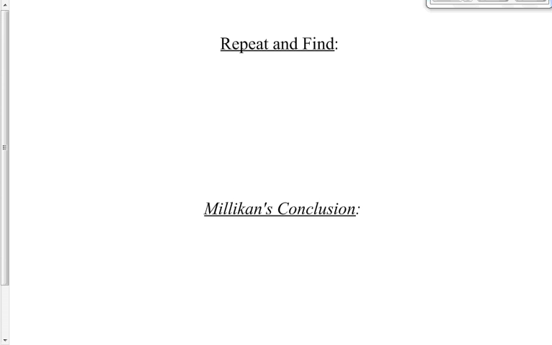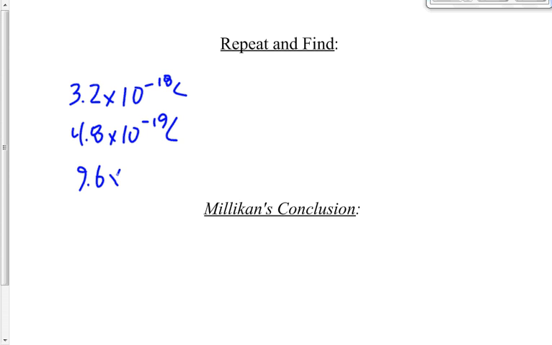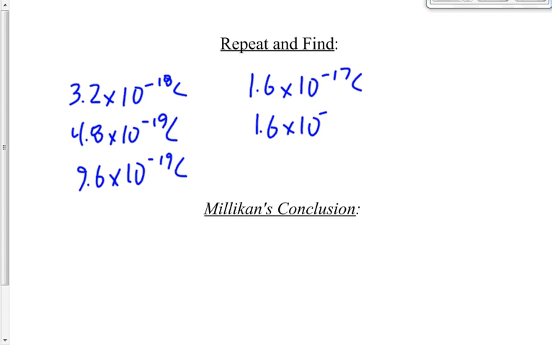So what do we do? We repeat it, and then we repeat it again, several hundred times, so that we get the charges of several hundred different oil droplets. And this is what we find. One of the oil droplets might have a charge of 3.2 times 10 to the minus 18 coulombs. Another one might be 4.8 times 10 to the minus 19 coulombs. Another one might be 9.6 times 10 to the minus 19 coulombs. 1.6 times 10 to the minus 17 coulombs. 1.6 times 10 to the minus 19 coulombs. 6.4 times 10 to the minus 18 coulombs. Whatever. What do you notice about all of these?